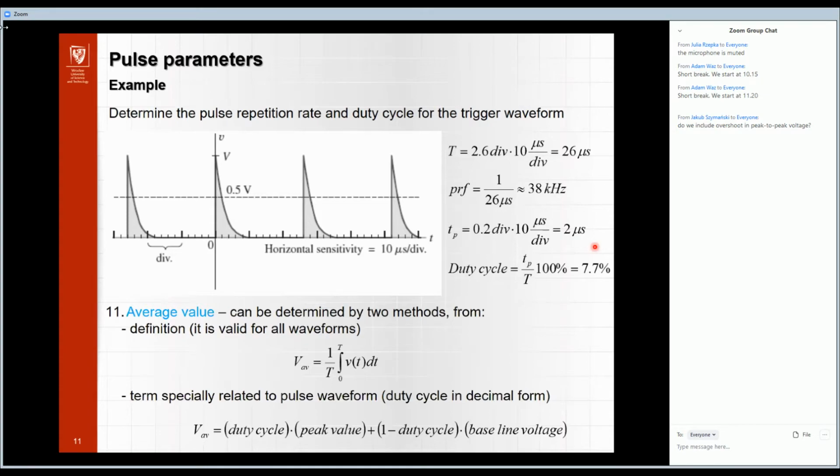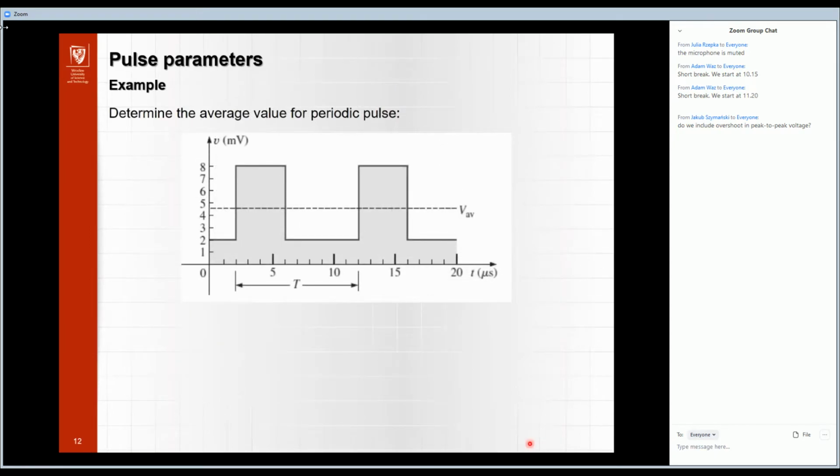The average value can be determined by two methods. From the definition, which is valid for all waveforms, we can use integration: we integrate the signal over one period and divide by this period. Of course, the scopes do these calculations in the digital domain. The other term, specially related to pulse waveforms, uses duty cycle in decimal form, not percent. So the average value is duty cycle multiplied by peak value plus 1 minus duty cycle multiplied by baseline value.